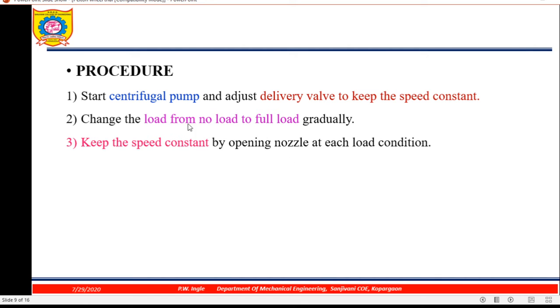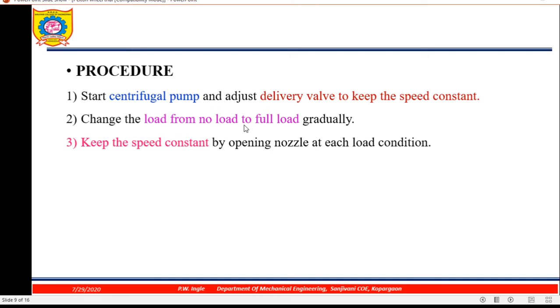Now see, first you start the centrifugal pump and adjust the delivery valve to keep the speed constant. Suppose the turbine is running at 1200 rpm. Now next you go on applying load. Suppose at zero load you note down the readings, that is, pressure gauge reading and venturimeter difference. Then you increase the load from no load to, suppose, 2 kg.